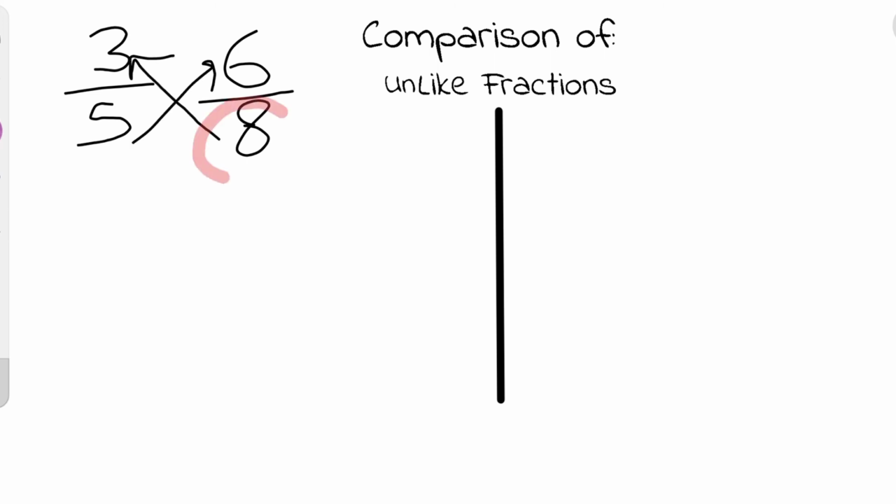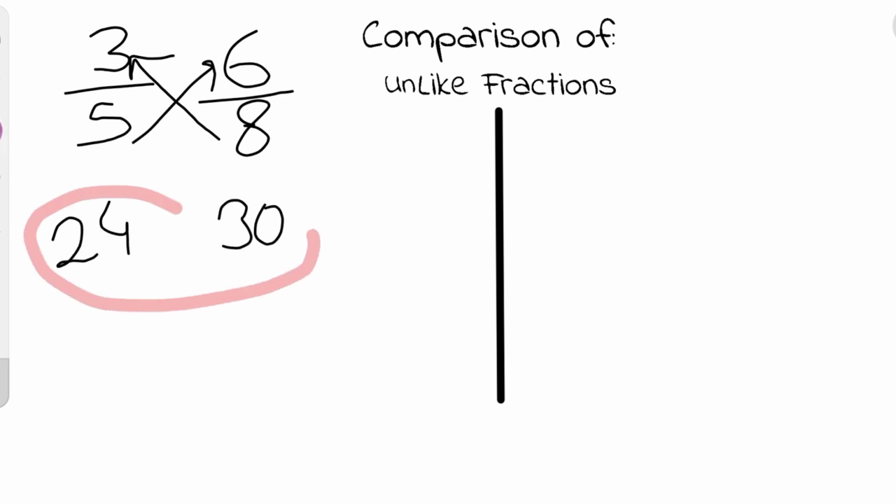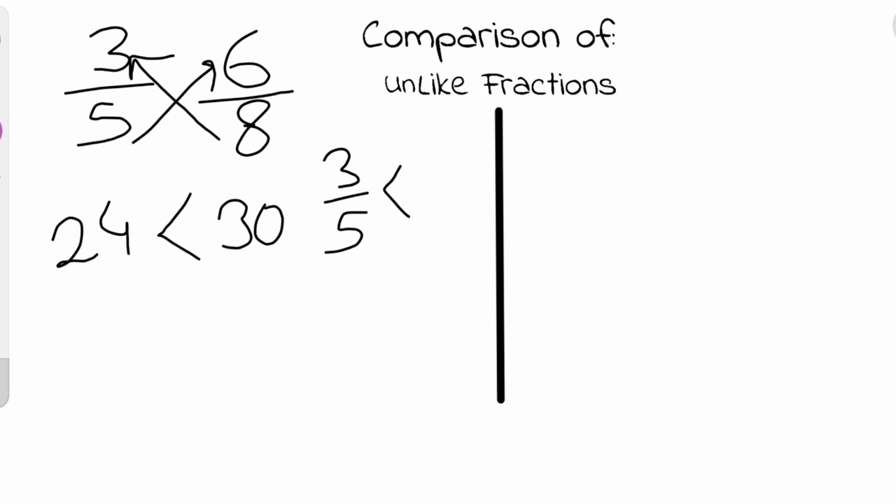8 will be multiplied with 3 and will be written here. 5 will be multiplied with 6 and will be written here. So 8 3 times is 24, 5 6 times is 30. Now we have to compare between these two numbers. So 24 is smaller than 30. That means 3 by 5 is smaller than 6 by 8. Understood?